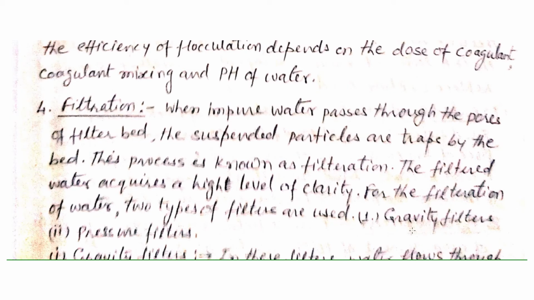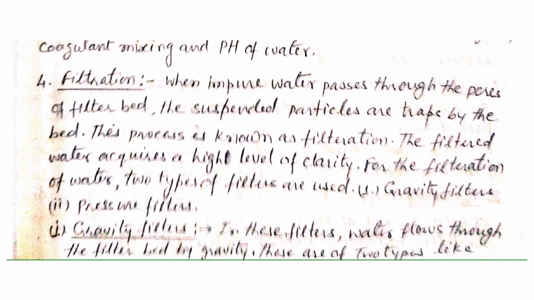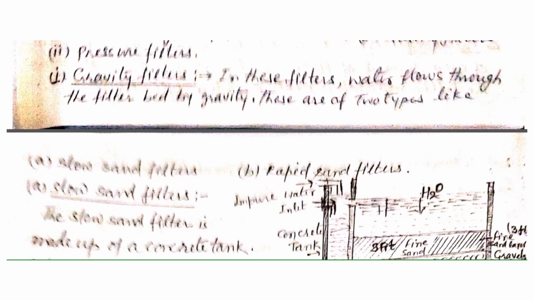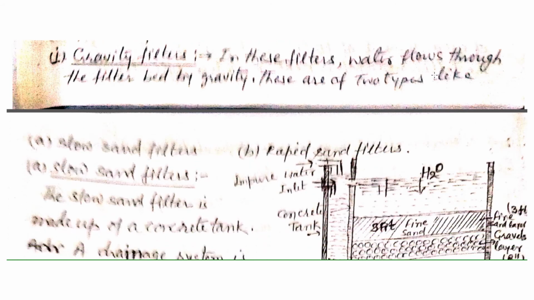Filtration units are of two types: one is the gravitational filter and the second is the pressure filter. So let's discuss the gravitational filter. In this filter, water passes through the filter bed by gravity, and these are of two types: one is the slow sand filter and the second is the rapid sand filter.